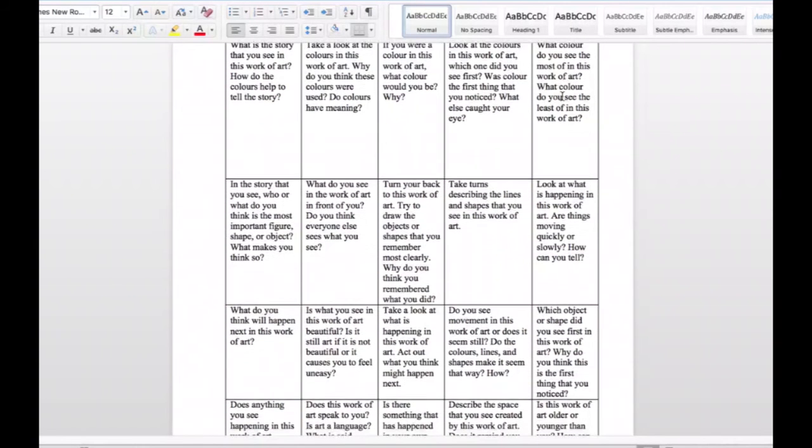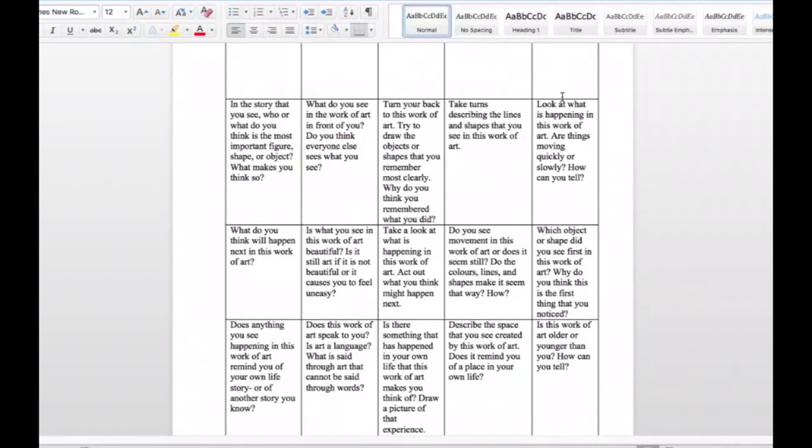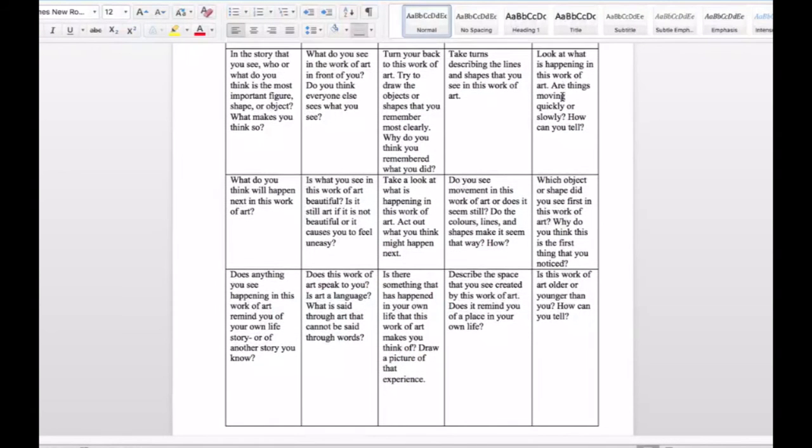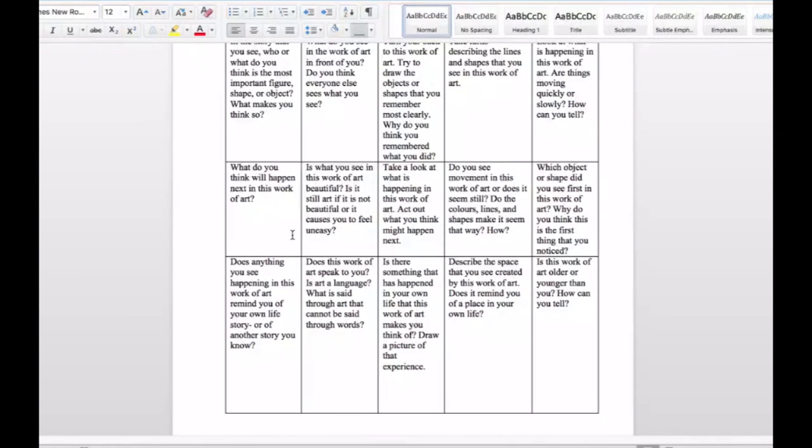So let's go down and let's take perhaps another bank of questions so that you might understand this a little more. So for example, still under narrational then, does anything you see happening in this work of art remind you of your own life story or of another story you know? So the idea, of course, again, is that you can tell that story. And whereas you would not answer all of the bank of narrational questions, you could, in exploring the work of art, take 2 or 3 of them that speak to you, and you will find that they open up the work in unexpected ways.